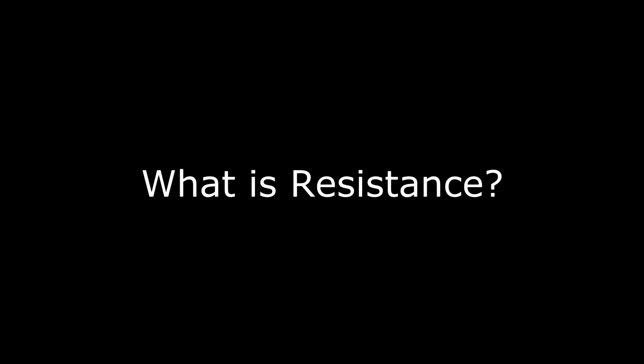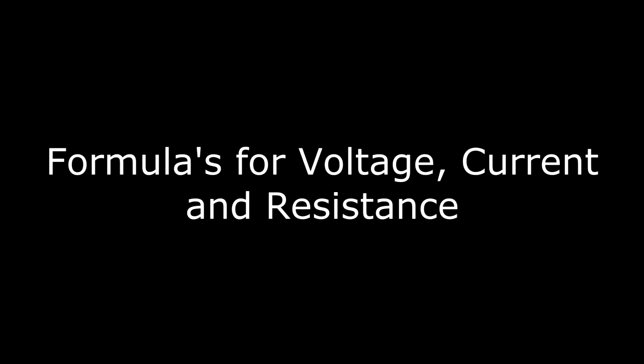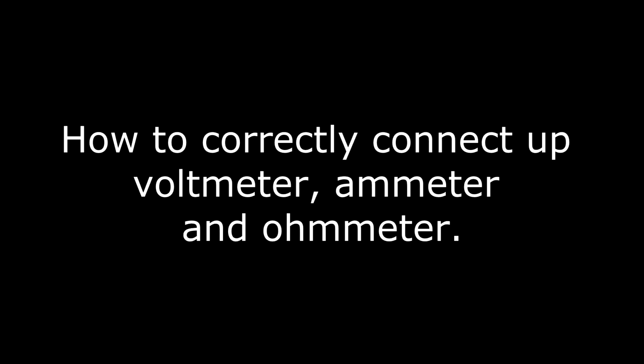What is resistance? Resistance is a material's tendency to resist the flow of charge or current. It is measured in ohms and is represented by omega. Formulas for calculating voltage, current, and resistance. In this chart you have all the formulas required to calculate voltage, current, or resistance if you have two of the variables. How to correctly connect up voltmeters, ammeters, and ohm meters.